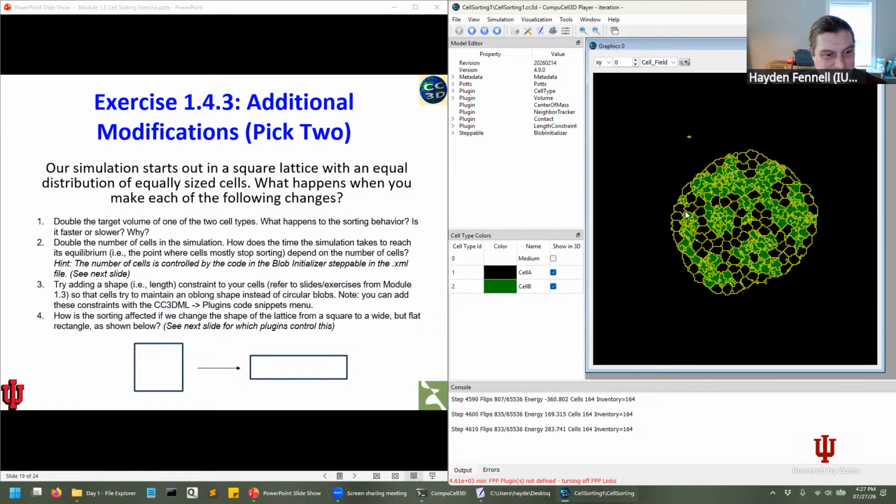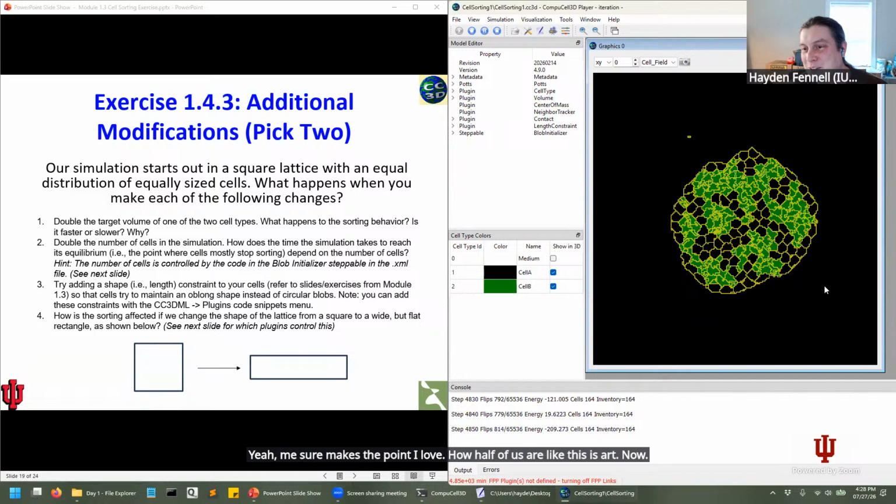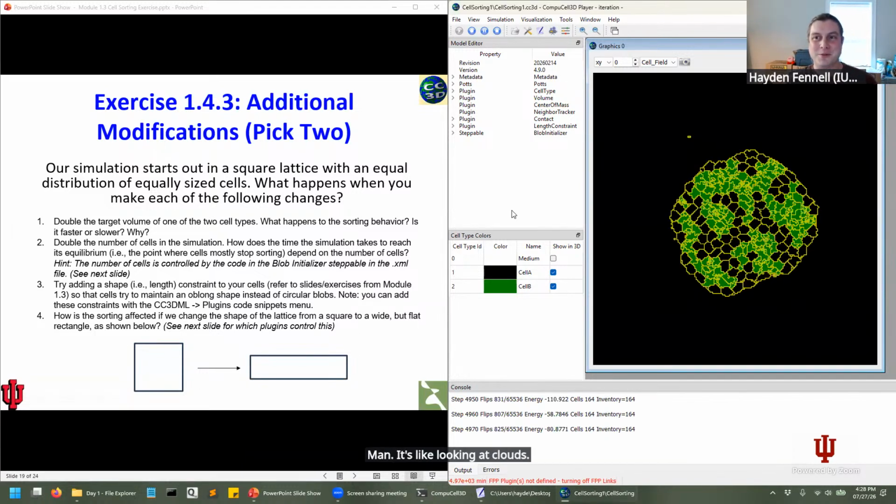Yeah, Maisha makes the point. I love how half of us are like, this is art now. Yeah, it's like looking at clouds. We're all interpreting what we're seeing in the cells.